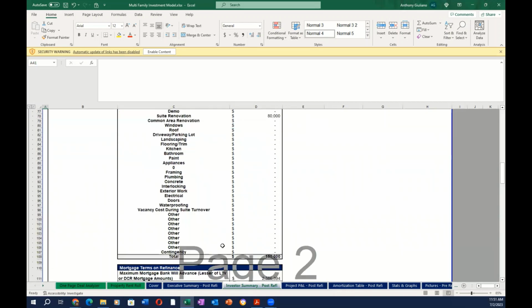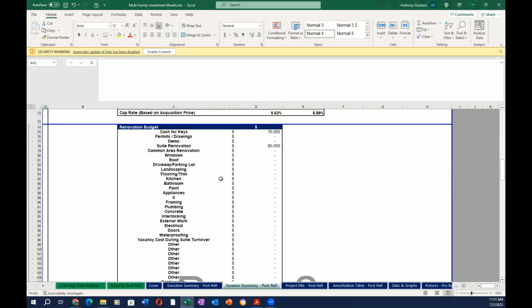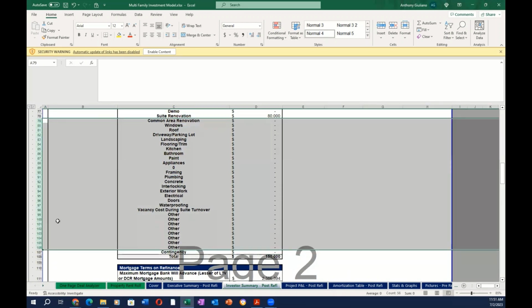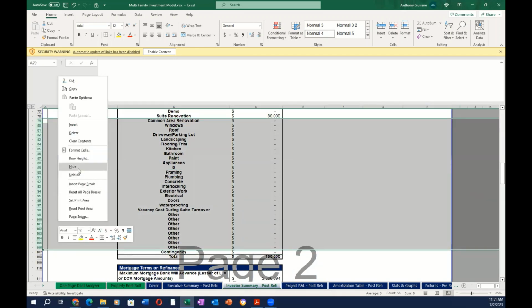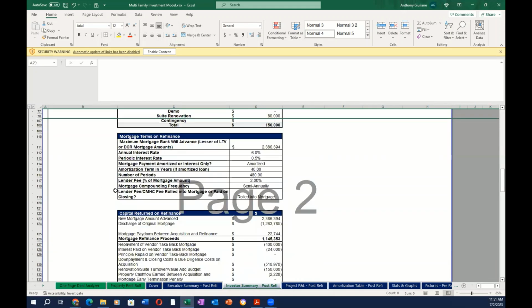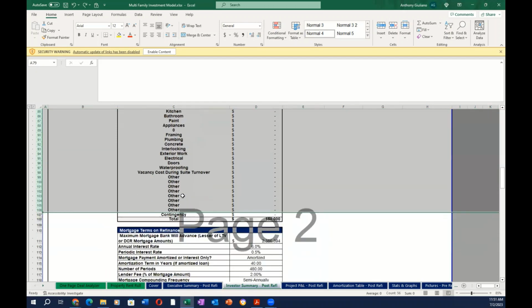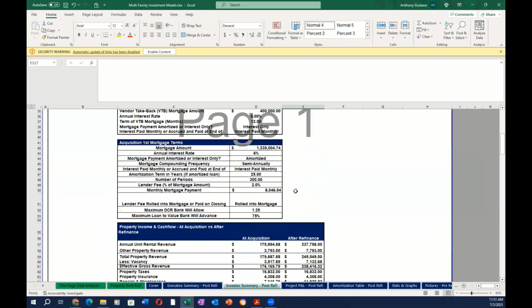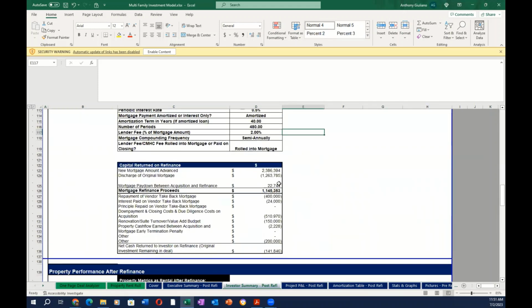Here's my full renovation budget. Again, if you don't have this detailed of a renovation budget, you can choose to just highlight these sections, right click and click hide. And it'll just get hidden, so you don't have to show all these empty lines. Next, it'll also show you all my post-refinance mortgage terms. So we have my pre-refinance mortgage terms. This is all my terms post-refinance. Here's the total capital required. Here's the total capital return on the refinance of the deal.